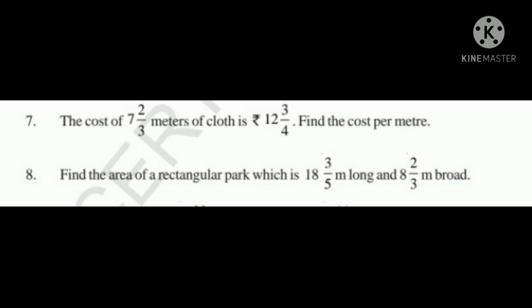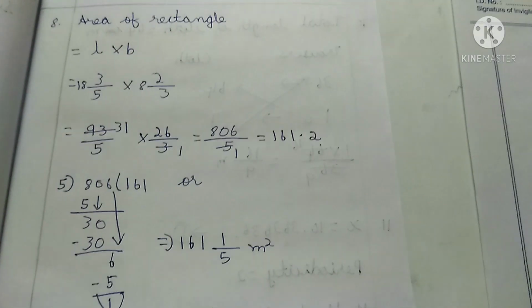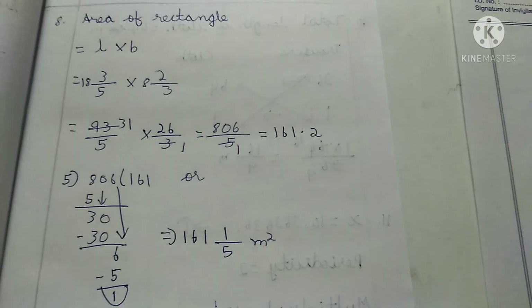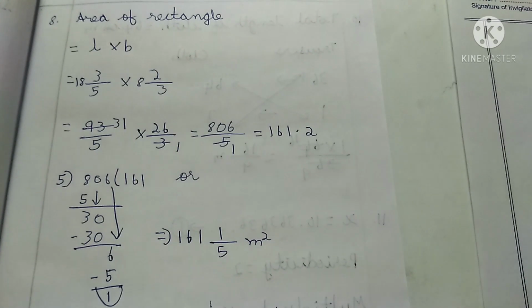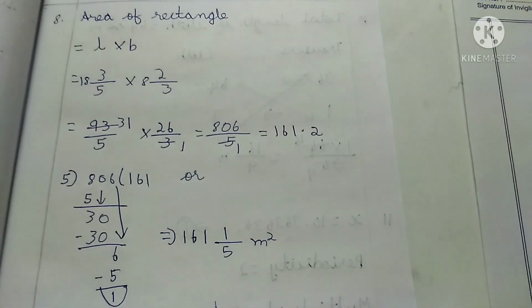Now let us solve the 8th question. They said to find the area of a rectangular park which is 18 into 3 by 5 meters long and 8 into 2 by 3 meters broad. We know here area of a rectangle, that is equals to L into B.